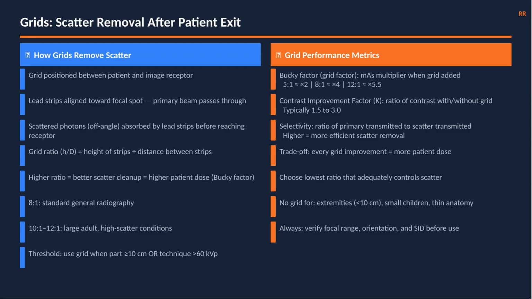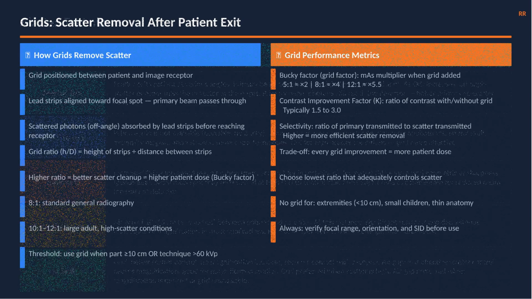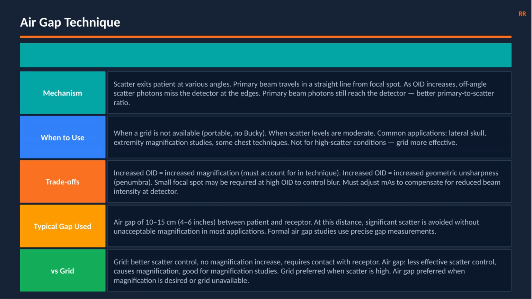Do not use a grid for thin anatomy, extremities, or small children, where scatter is minimal and the Bucky factor penalty is not justified. Air gap technique improves contrast without using a grid by allowing scatter to miss the detector instead of removing it with lead strips.